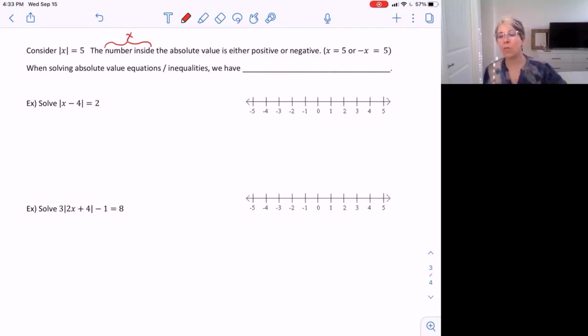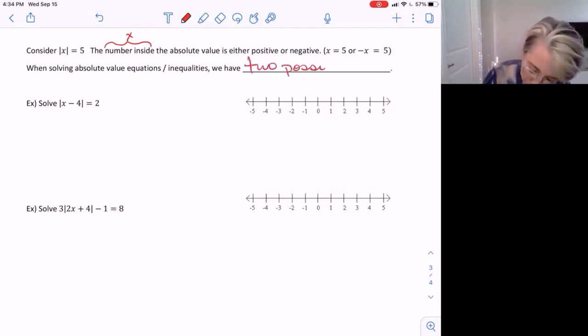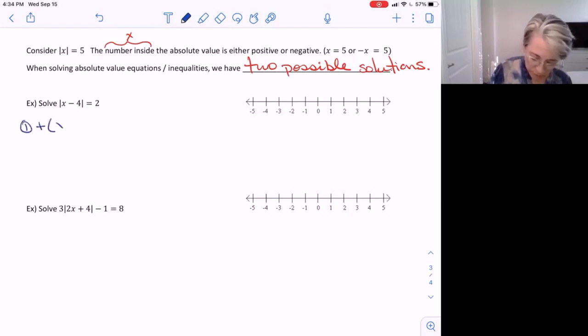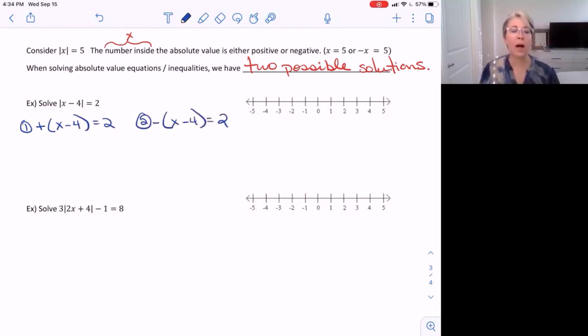I know we're used to putting that negative over by the 5, but there is a reason for my approach here if we start looking at inequalities and the absolute values. So when solving absolute value equations or inequalities, we will have 2 possible solutions. So for example, in our first equation here, we have an absolute value. That inside of that absolute value can either be the positive version, x minus 4 equals 2, or the inside could be the negative version of x minus 4 to equal that positive 2.